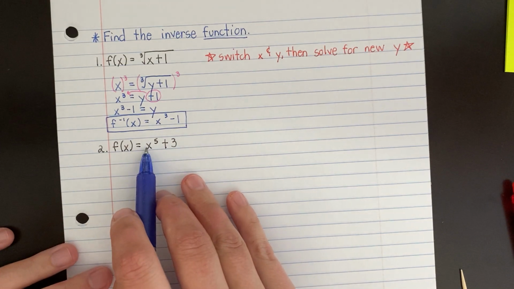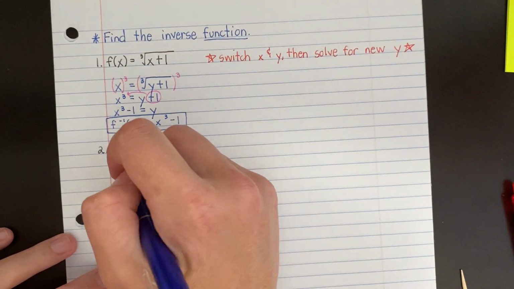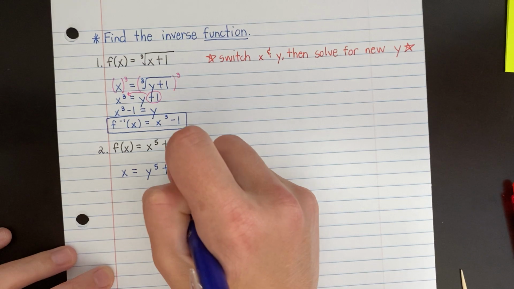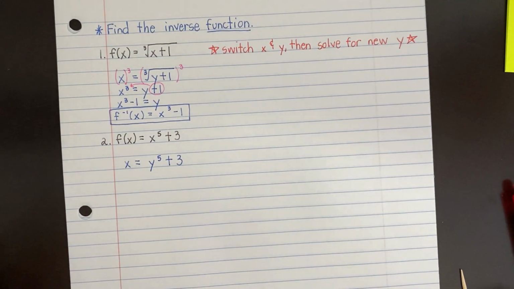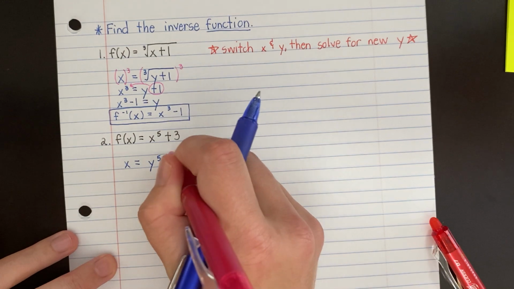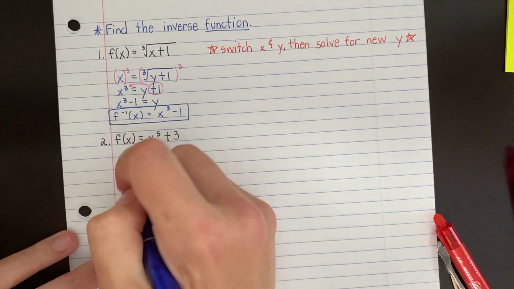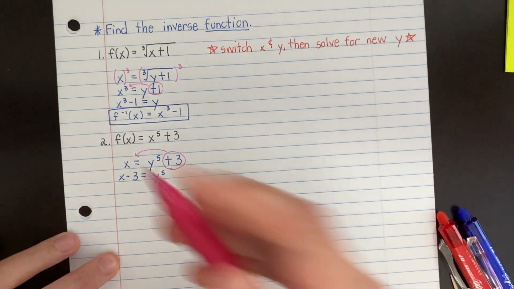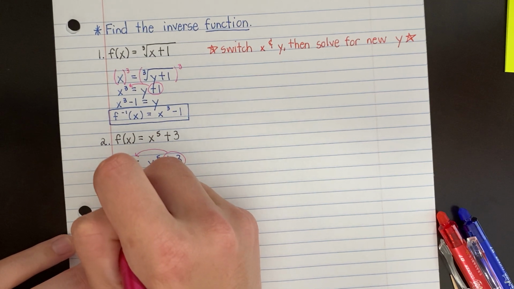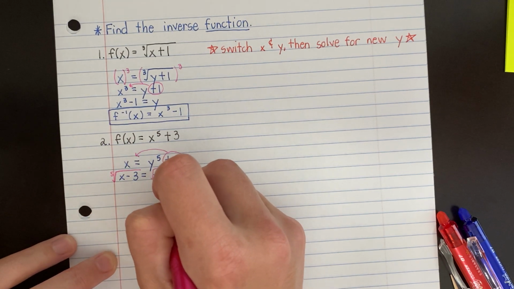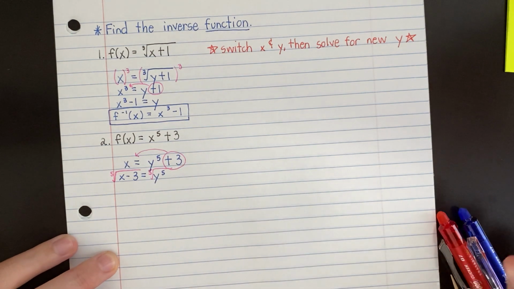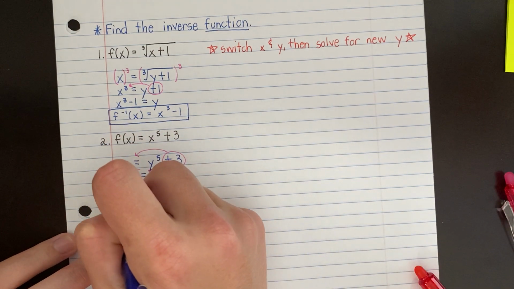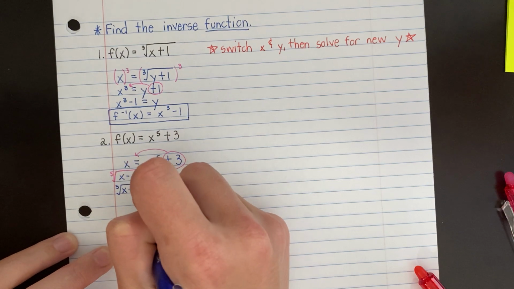So again, we have an odd powered function. So we're going to switch x and y. So this is going to be x equals y to the 5th plus 3. Okay. So I'm trying to get y completely by itself. So I'm going to jump over that plus 3. So this is going to look like x minus 3 equals y to the 5th. And then I'm going to get rid of the 5th power, I'm going to bring in the 5th root. Okay, 5th root. All right, so, oops, wrong color. So the 5th root of x minus 3 equals y.